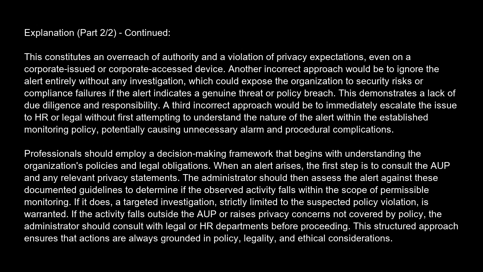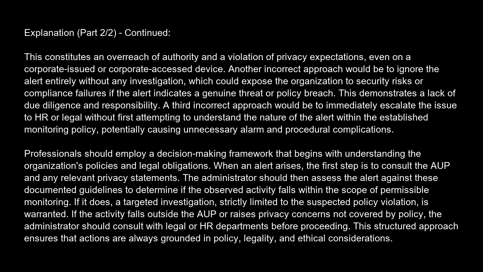Professionals should employ a decision-making framework that begins with understanding the organization's policies and legal obligations. When an alert arises, the first step is to consult the AUP and any relevant privacy statements. The administrator should then assess the alert against these documented guidelines to determine if the observed activity falls within the scope of permissible monitoring. If it does, a targeted investigation, strictly limited to the suspected policy violation, is warranted.